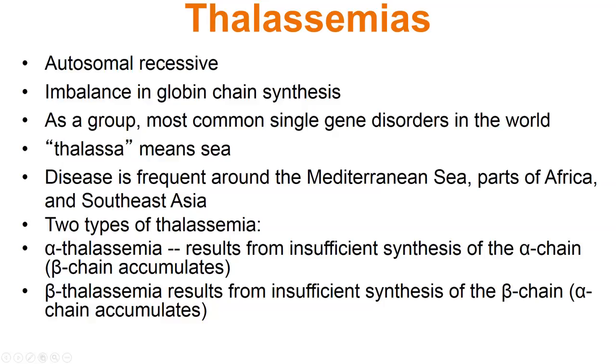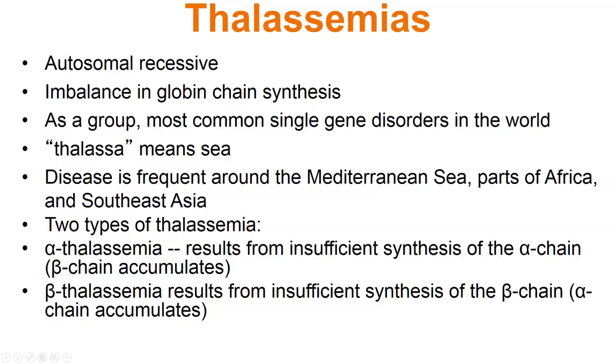Thalassa means sea, and that's where this disease was originally characterized, around the Mediterranean Sea, and that's where the name thalassemia came from. But you will also see it in parts of Africa and Southeast Asia. One thing I will tell you is that the places that have the highest incidence of thalassemias are also the places that have the highest incidence of malaria. That's something we'll touch on in the next lecture.